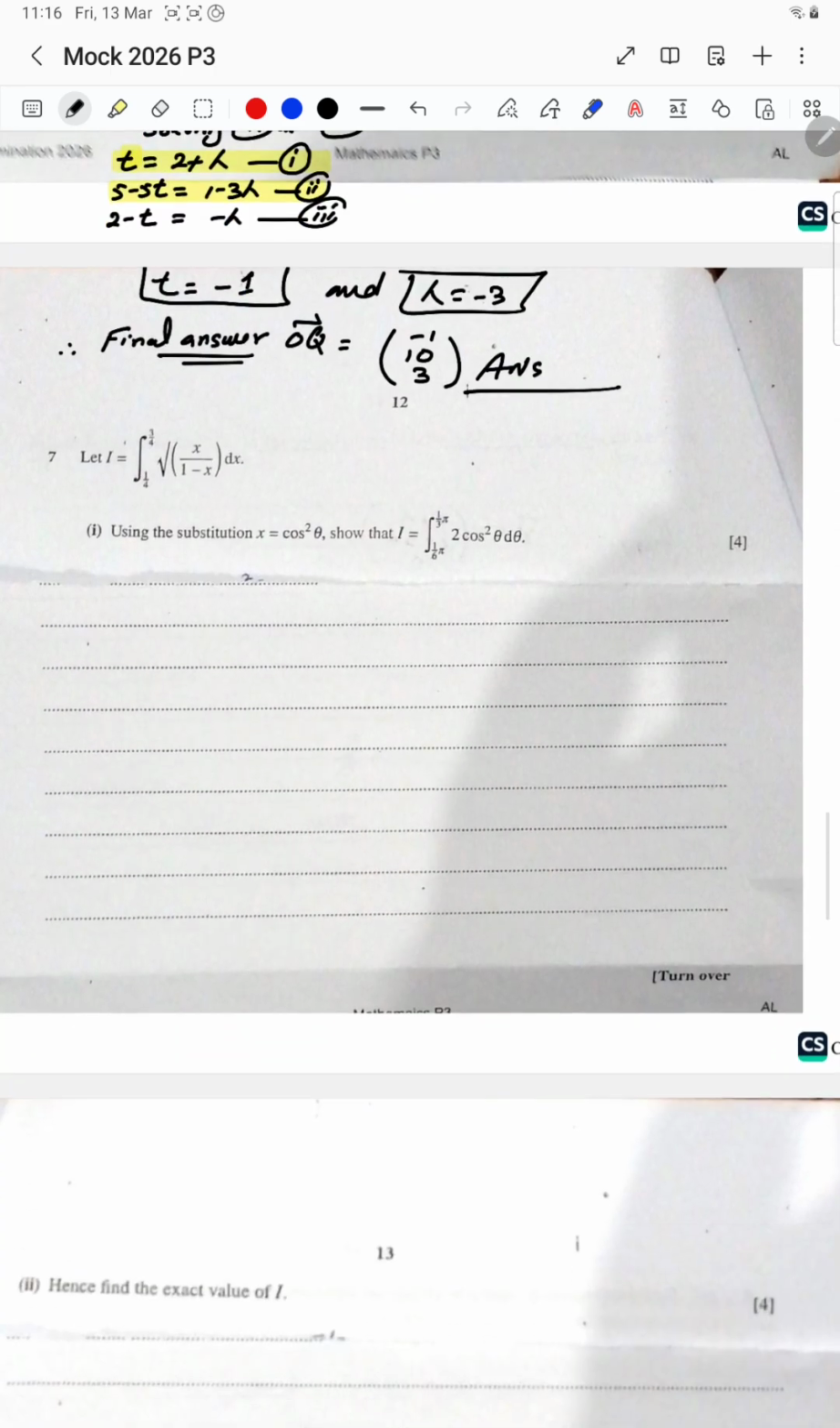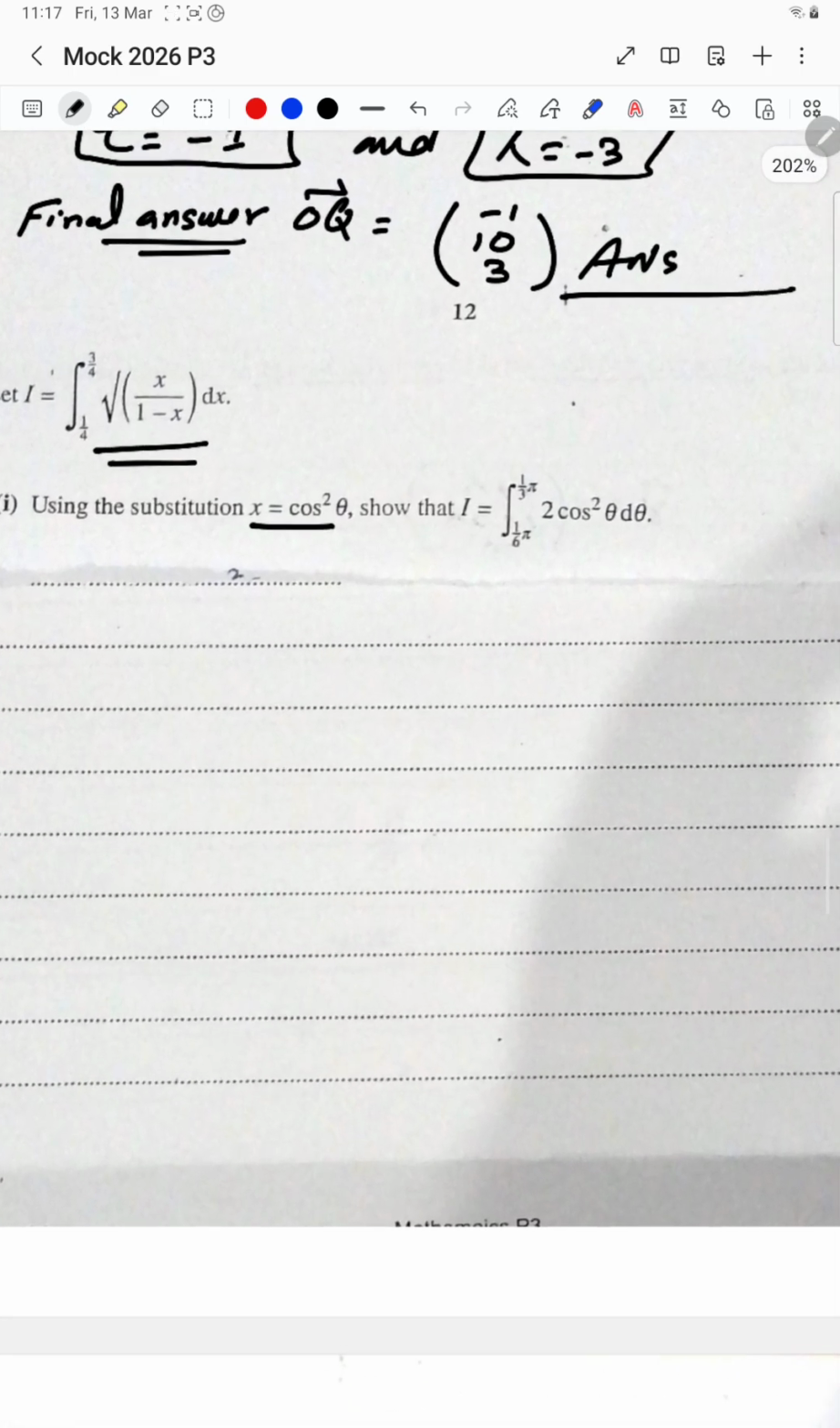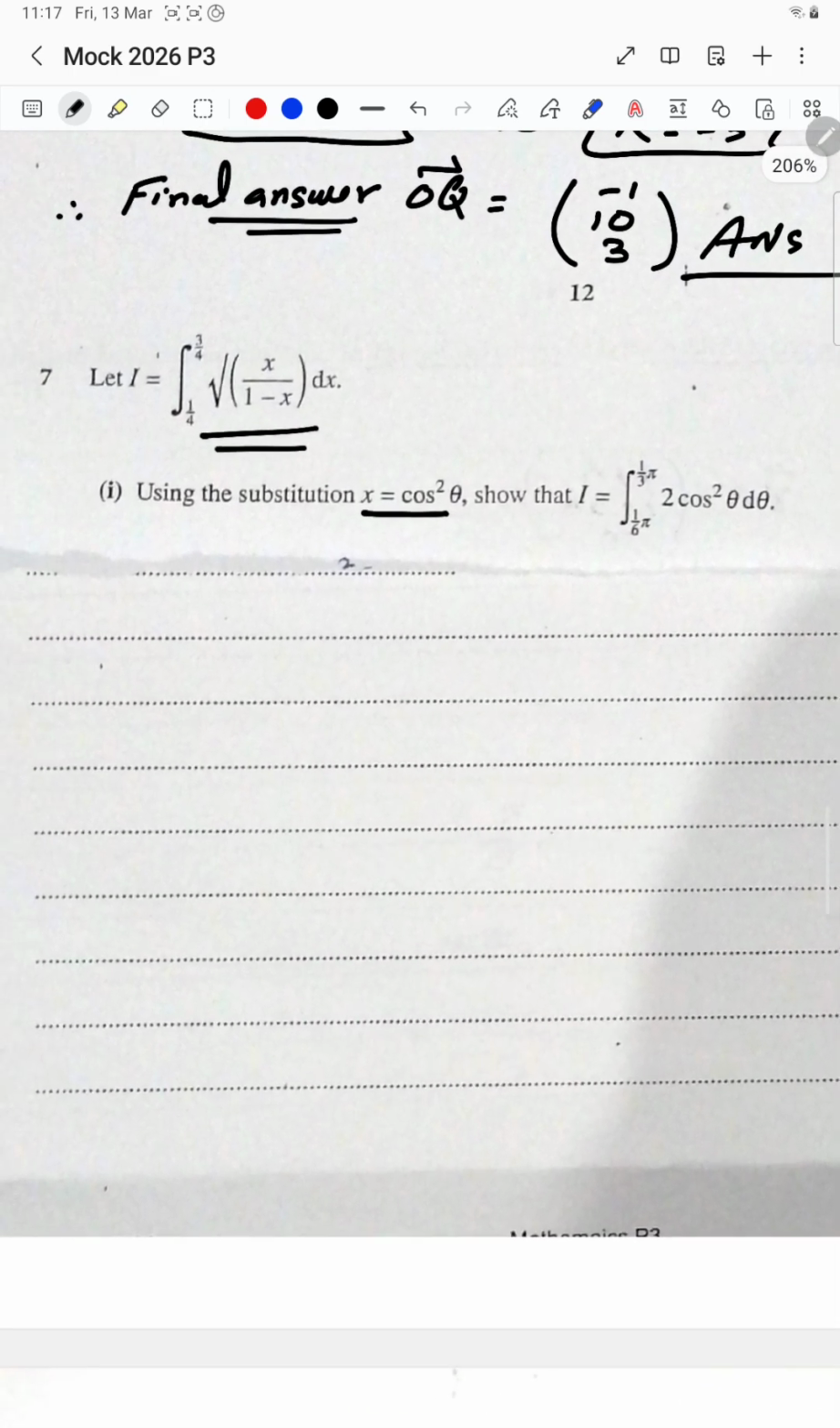Okay, now this is a case study for integration by substitution. You have to prove, using the substitution, that I, this integral, is equal to this one. Let me fix it like this. Now it's more clear to you. So replace x equal to cos squared of theta. It means dx will be minus 2 cos theta times sin theta d theta, because I need to change everything. Dx will change to d theta, and the limits will also be affected.